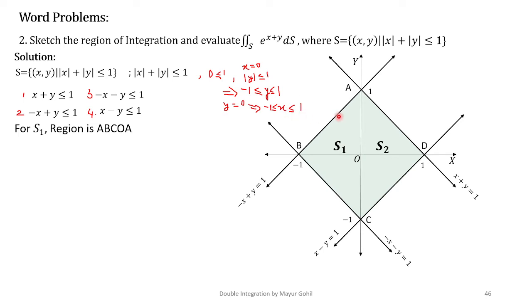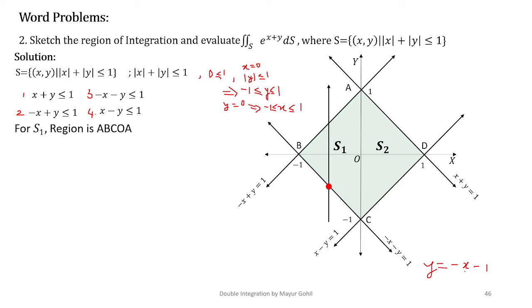Now we have to write the integral for the triangle S1, the region that you can see, ABCOA. For that triangle we have to write the double integral. So what you do is you draw a vertical line. The moment you draw the vertical line, you can see that it is entering over here. Now the line is BC, and the equation over here is minus x minus y equals 1. So the entry point is going to be y equals minus x minus 1.